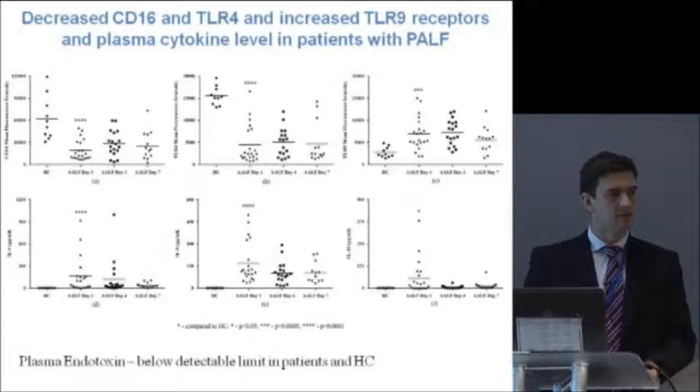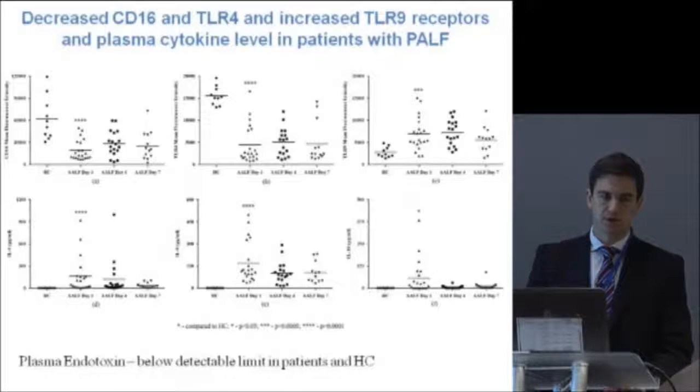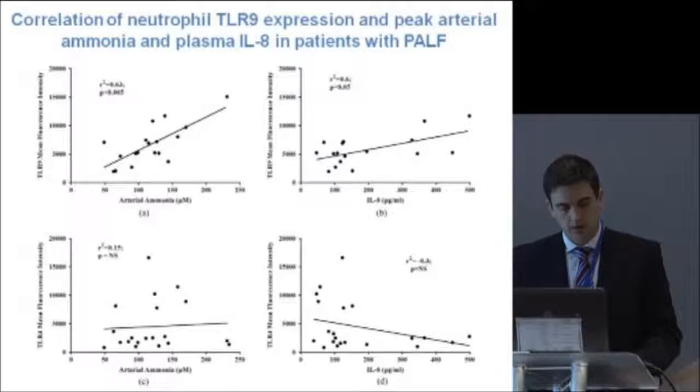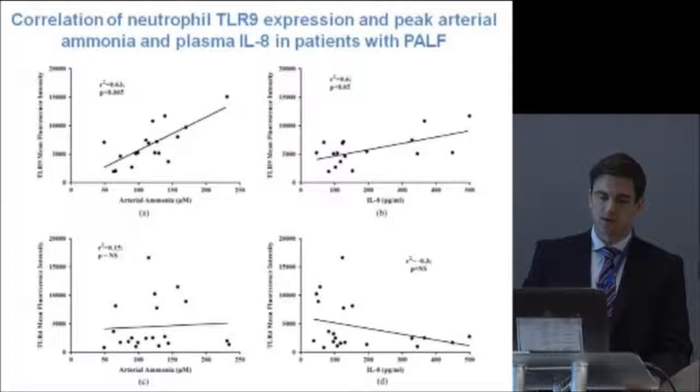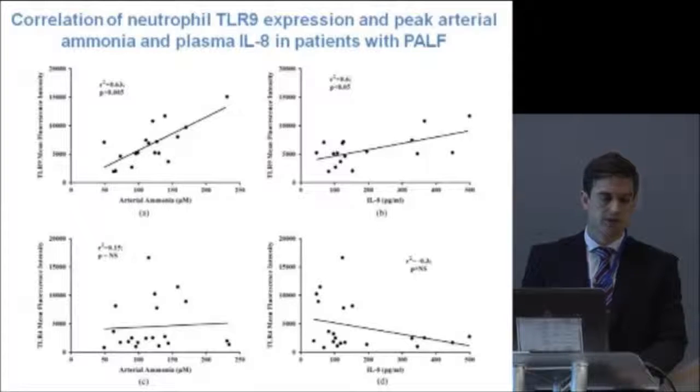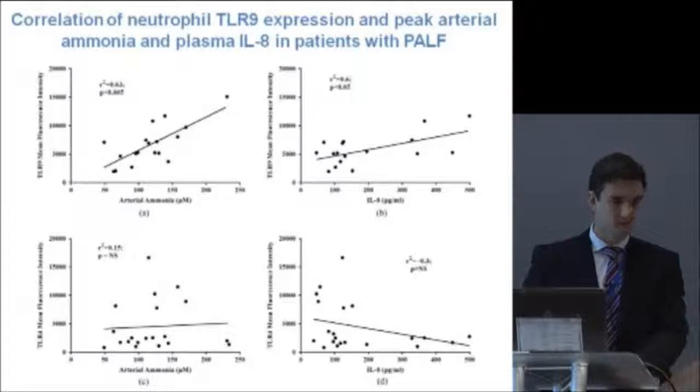Some important negatives were that there are no differences in toll-like receptor 2 expression in paracetamol-induced liver failure when comparing against healthy controls. And both in healthy controls and patients, plasma endotoxin levels, as measured, were below detectable limits. Looking more closely at the correlations between ammonia and interleukin 8 and TLR9, we found that TLR9 expression was significantly correlated with arterial ammonia levels and also levels of plasma IL-8. However, this was not true of toll-like receptor 4 expression.